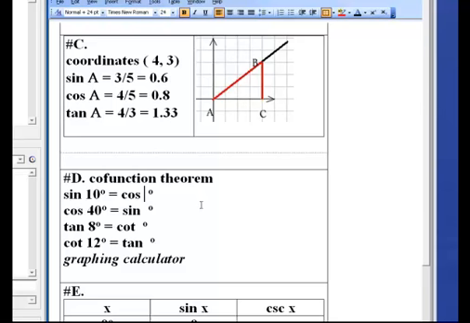So sine of 10 degrees is the same as cosine of 80 degrees because that's the complement angle. And I also made myself a printout, so I'm going to write this down. Sine 10 degrees equals cosine 80 degrees. Cosine 40 degrees is the same as sine 50 degrees. Tangent 8 degrees is the same as cotangent 82 degrees. And cotangent 12 degrees is the same as tangent 78 degrees.